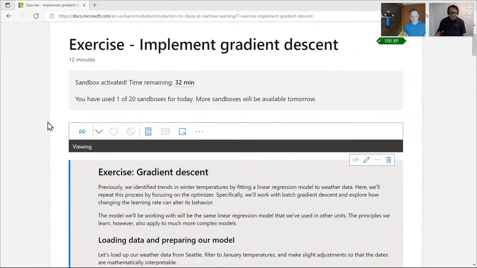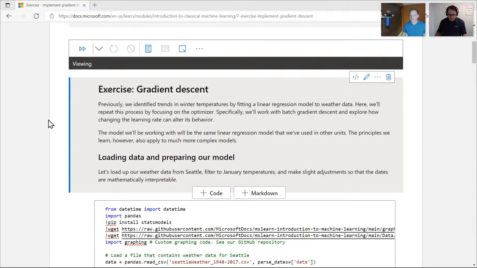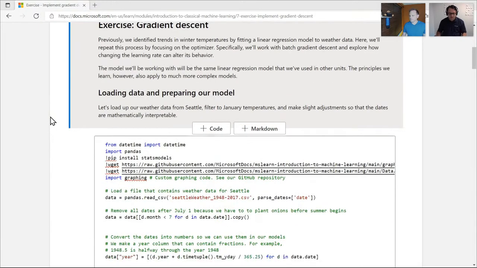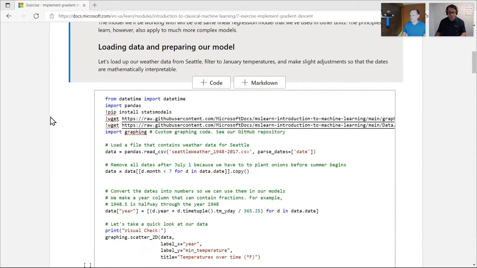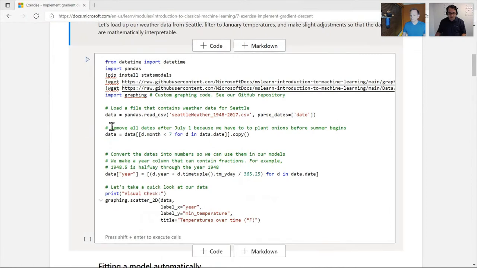So we're going to look at this gradient descent. So I might just go through the process again. Essentially, we're going to again use pandas to load that data and work with it. And in this case, we've got a few things going on. We're going to remove the entries from July.